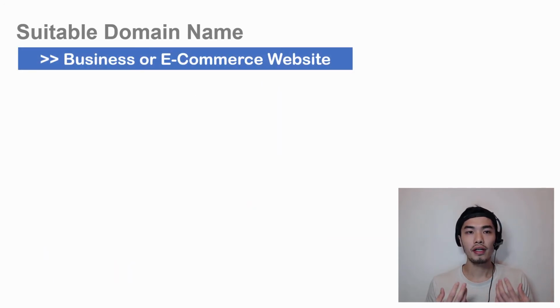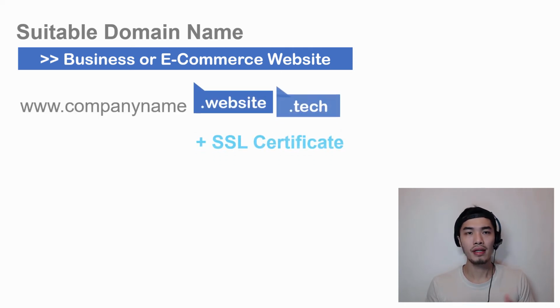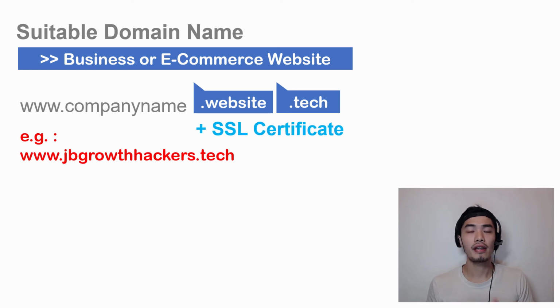So for a business or e-commerce website, you can put the company name dot website dot tag, and as I explained before, this is the best way to put in an SSL certificate because people are going to submit their sensitive credentials to you. For example, my company name JB Growth Hackers is a fancy term in marketing, so .tag, which seems like a very legit domain name.